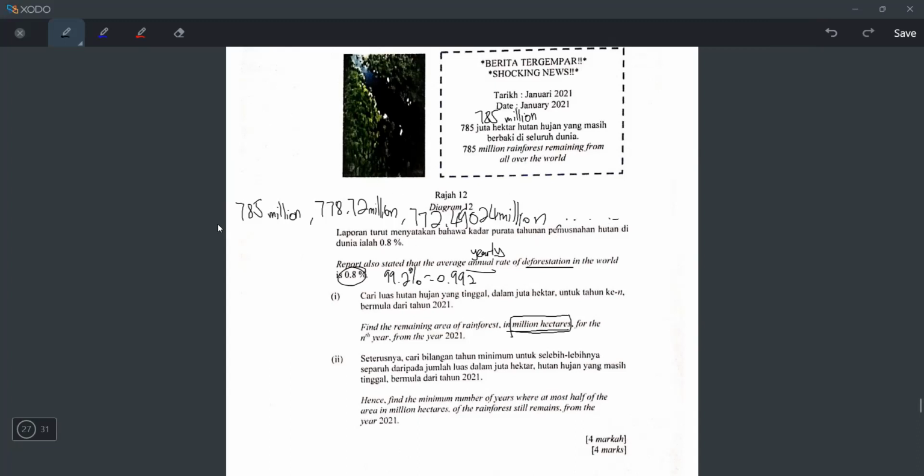But you don't have to write so much. It's not important also. You just need the A and the R only. The A is 785. No need to write the million actually, because they want the unit in million hectares. So you just take the A as 785 and the R is 0.992. It means you will not write the million, but in the end later you have to write it because the unit will be in hectares.